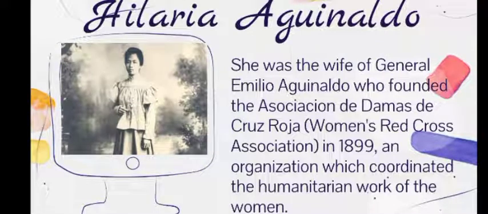Next is Hilaria Aguinaldo. Hilaria Aguinaldo was the wife of General Emilio Aguinaldo, who founded the Asociación de Damas de Cruz Roja, Women's Red Cross Association, in 1899. It is an organization which coordinated the humanitarian work of the women.